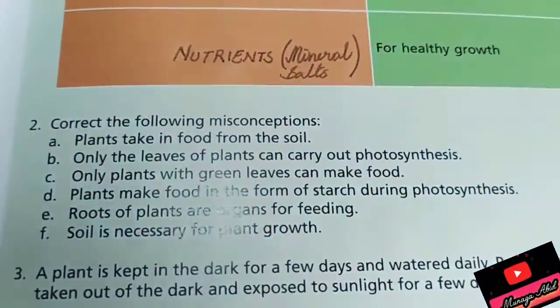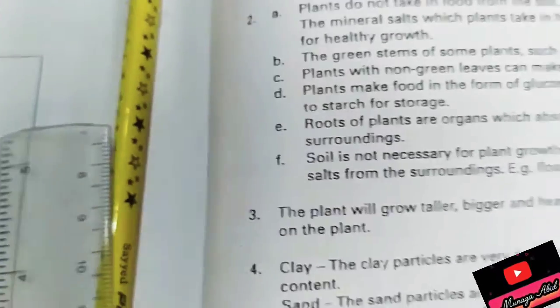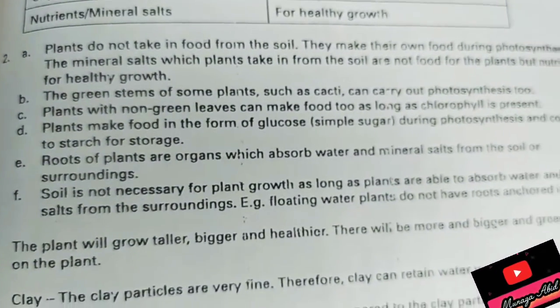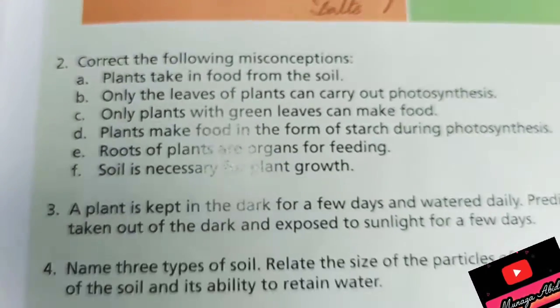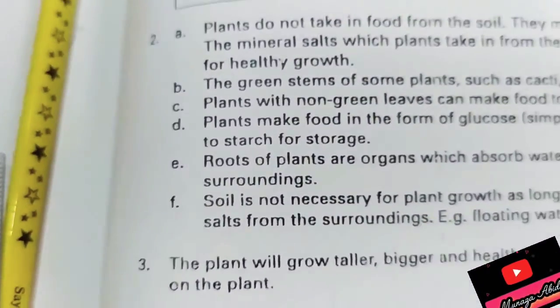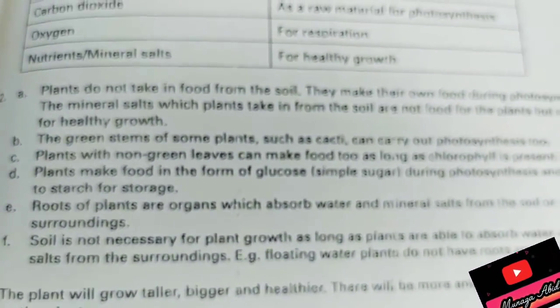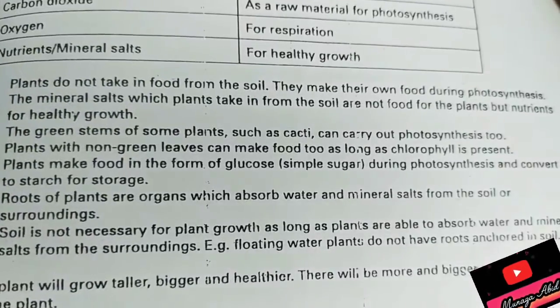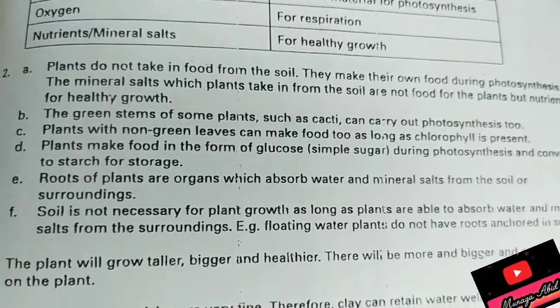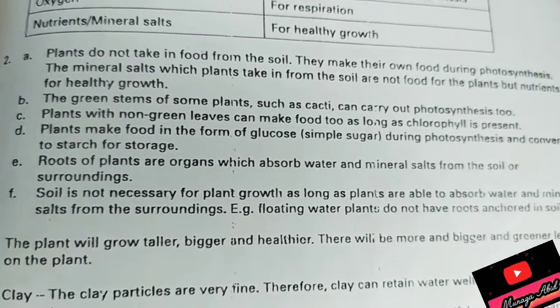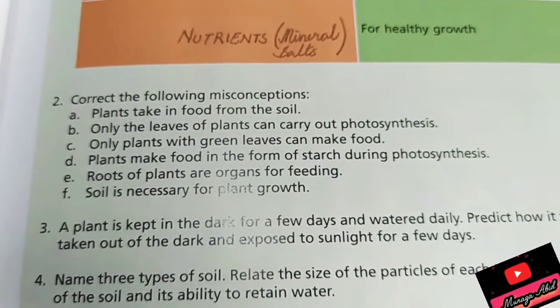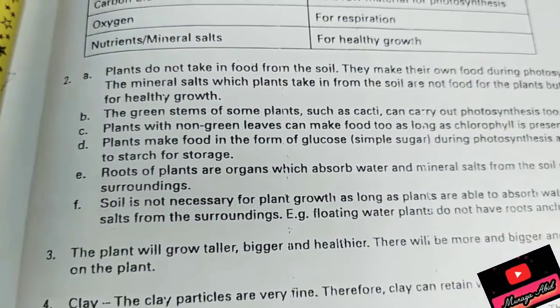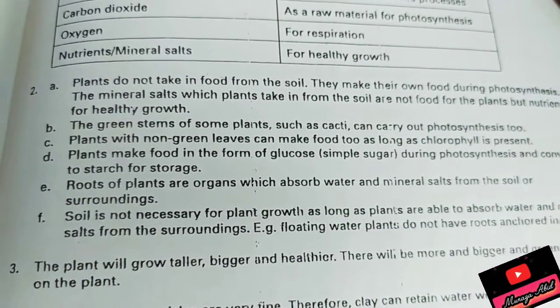Same is the case with the answer of B. The green stem of some plants such as cacti can carry out photosynthesis too. Now C: only plants with green leaves can make food. Here is again the answer: plants with non-green leaves can also make food as long as chlorophyll is present, because chlorophyll A is green in color, while chlorophyll B and C are not green, but they can also do photosynthesis. Now D: plants make food in the form of starch during photosynthesis. The answer is wrong. Actually plants make food in the form of glucose, and this glucose is converted to starch for storage.